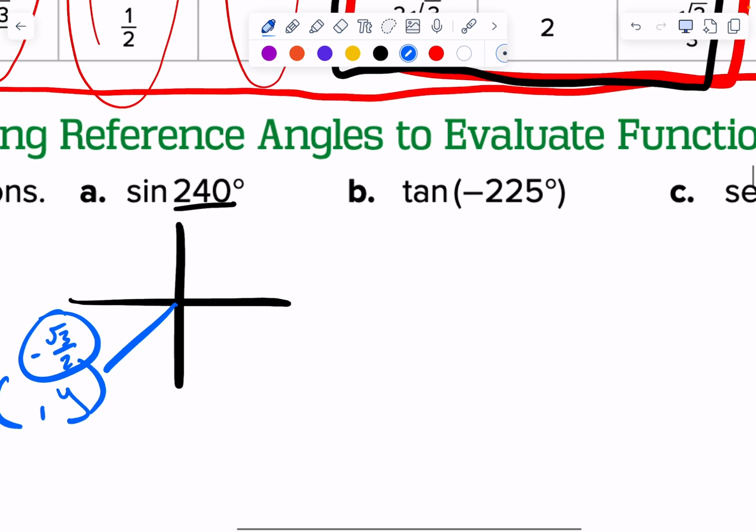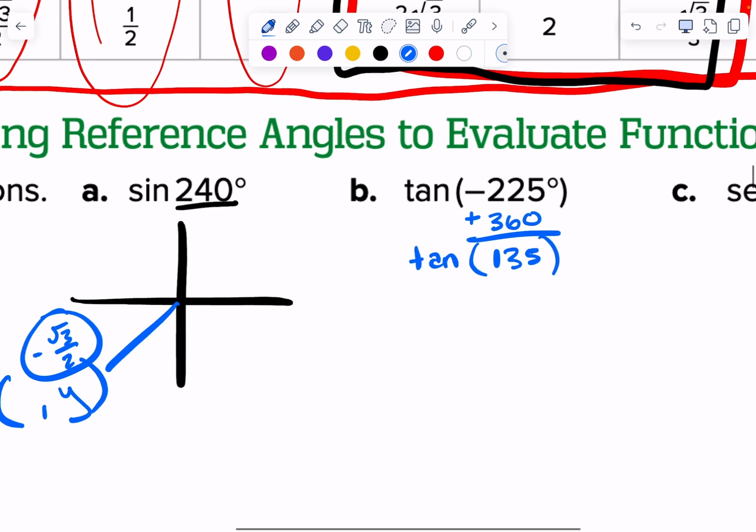Now, how do we find tangent of negative 225? Yeah, you could go backwards. Also, you could find the coterminal angle and add 360, right? What's negative 225 plus 360? Probably like 135. So now we're just finding tangent of 135. What's tangent 135? Negative 1, I believe. Okay? We see him? Good, good?